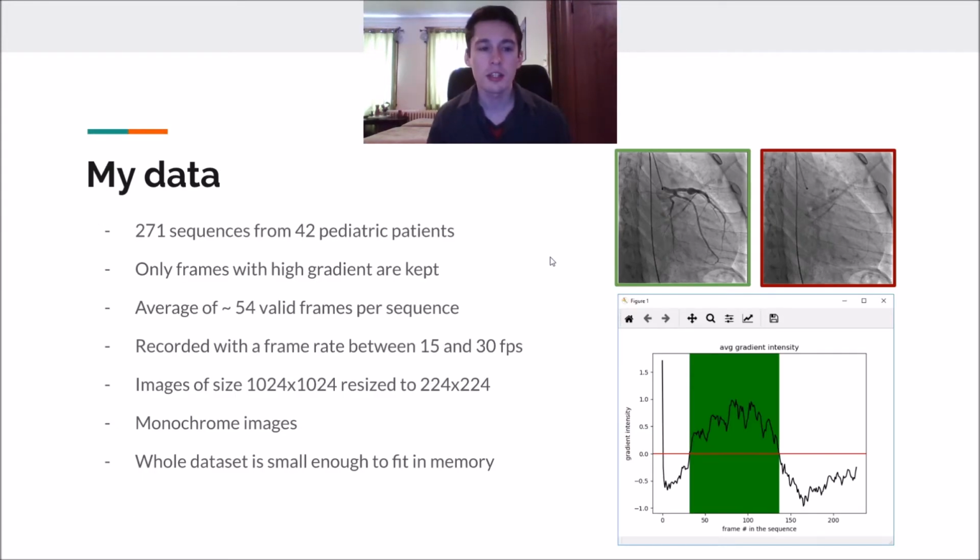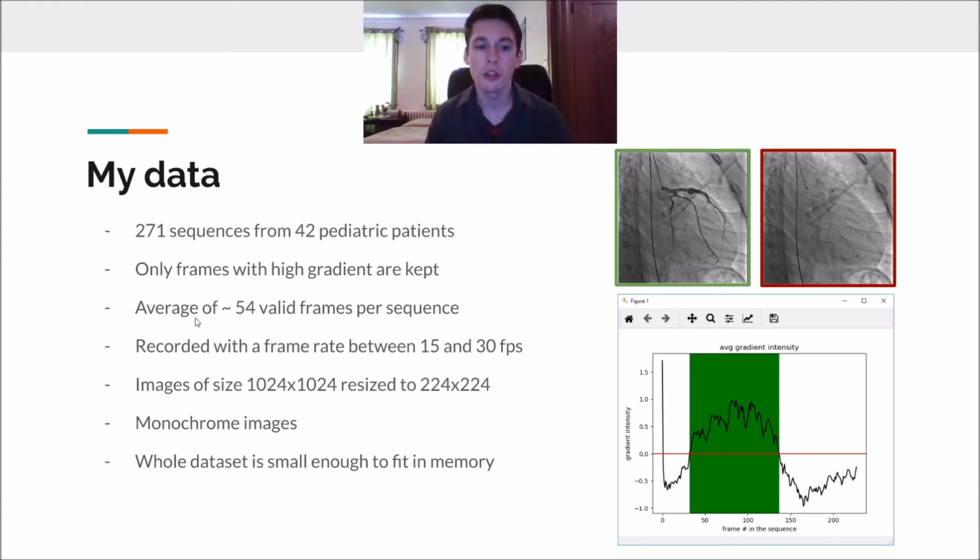My data consists of 271 sequences from 42 pediatric patients, and only the frames with a high gradient are kept. As you can see in this graph, in the green portion, the images look like this, where we clearly see the arteries, while the other portions look like this image, where we can't see the arteries.